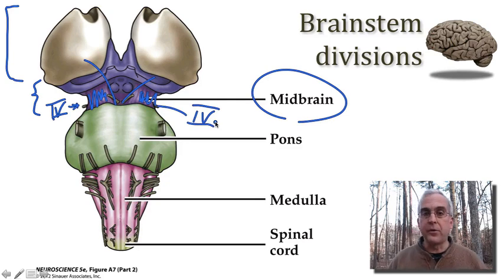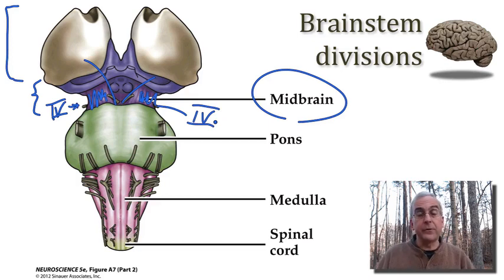What will be important to remember about the trochlear nerve is that it's the only motor nerve that exits on the dorsal side of the central nervous system. All the other motor cranial nerves and the ventral roots of the spinal cord are all exiting on the ventral or anterior aspect. Okay, well, just below the midbrain, we have the pons.